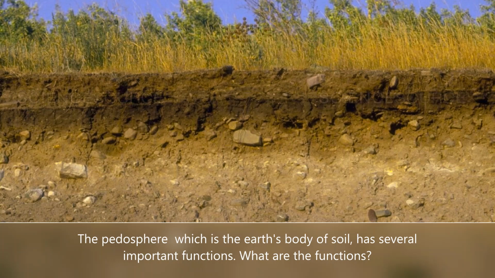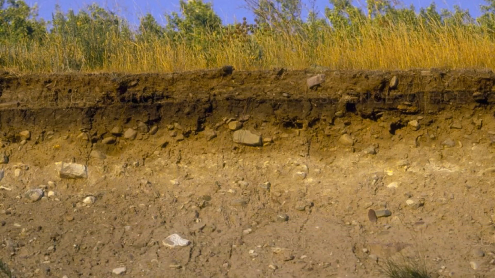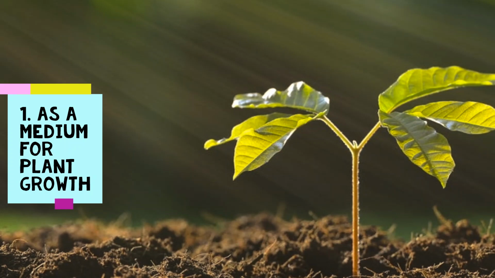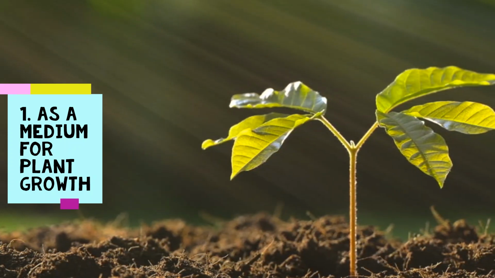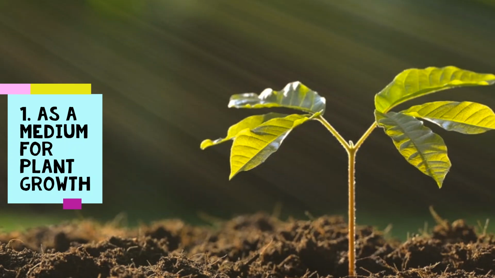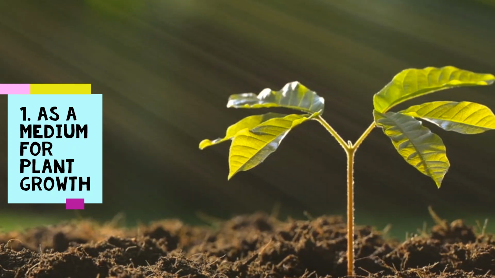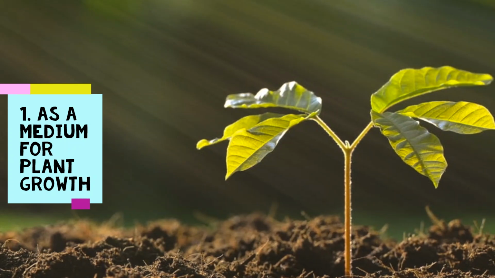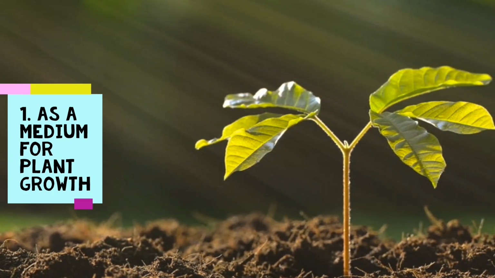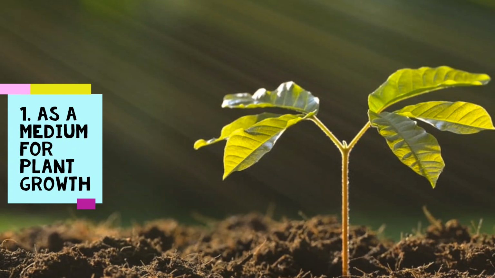The pedosphere, which is the earth's body of soil, has several important functions. So what are the functions? First and foremost, the pedosphere is a medium for plants to live and grow. The pedosphere, which is the soil, is important to most of the plants because it is one of the basic needs for plants to live other than water and sunlight. The plant will gain nutrient and water through soil.